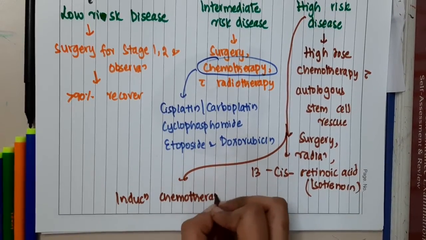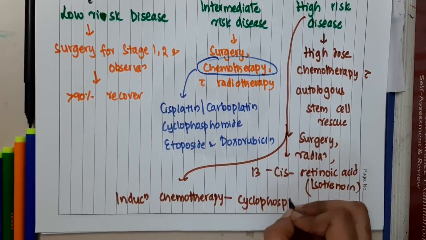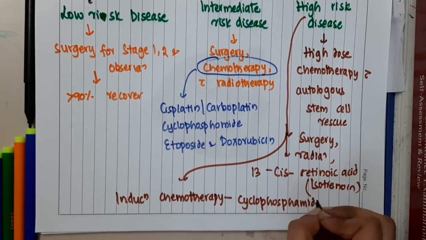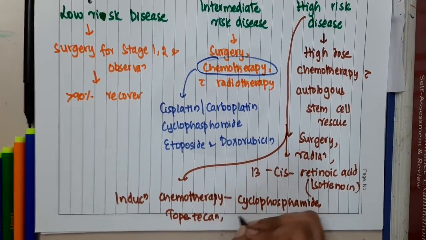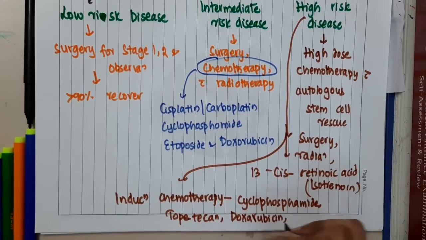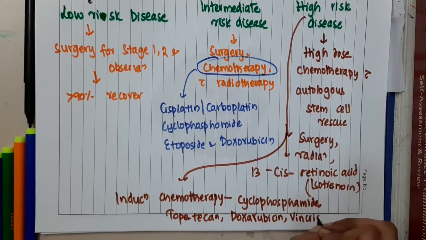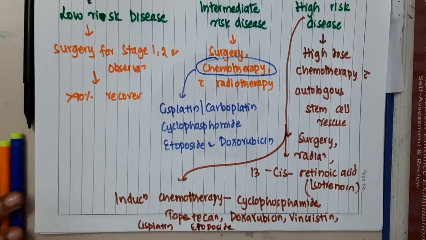Induction chemotherapy is done with cyclophosphamide, topotecan, doxorubicin, vincristine, etoposide, and cisplatin. Okay, so these are the important points about neuroblastoma.